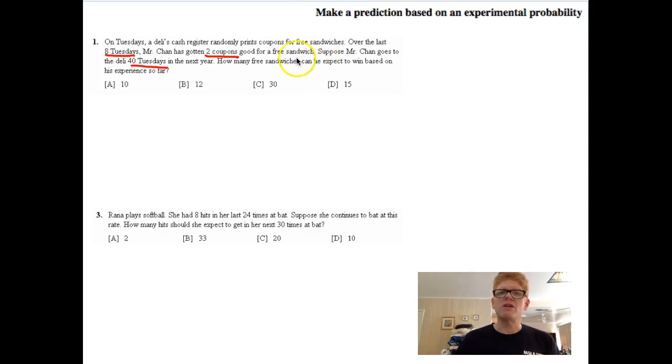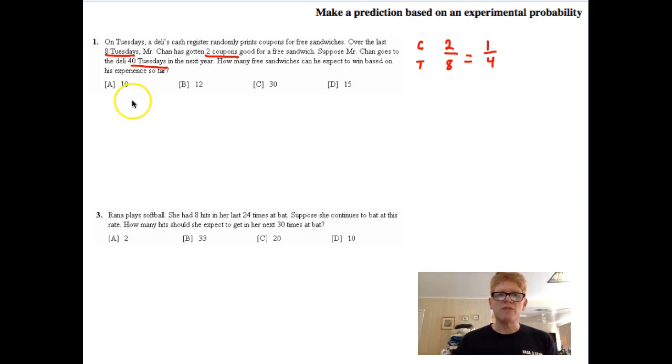So let's first calculate the experimental probability. At this point, in terms of coupons and Tuesdays, Mr. Chan has gotten 2 coupons out of the last 8 Tuesdays, which leaves him with a probability of 2 out of 8, or simplified to 1/4.